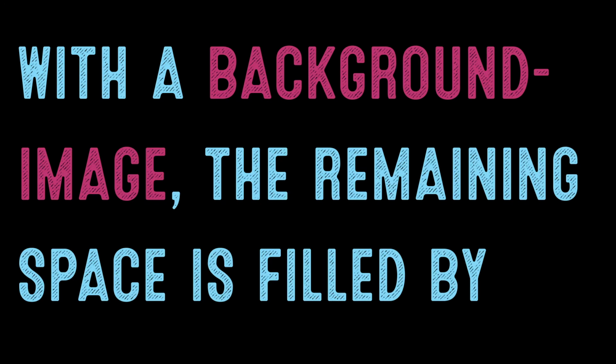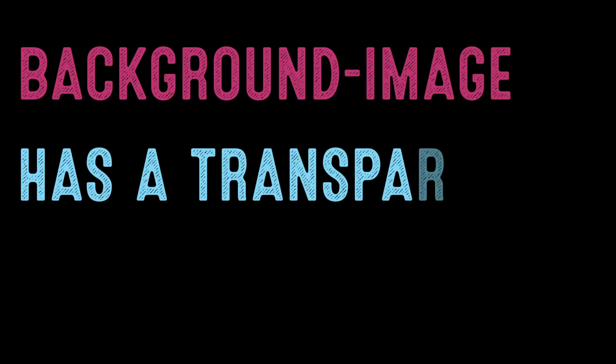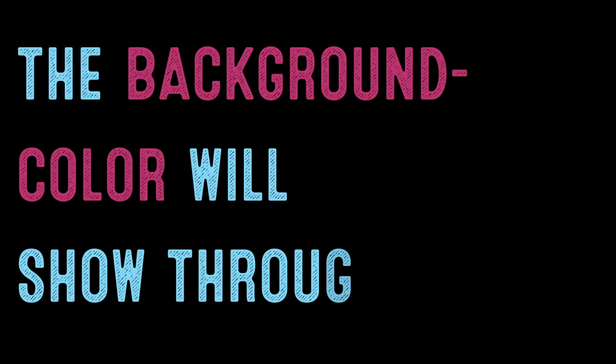The Daily Code Snippet. When an image does not completely fill the container with a background image, the remaining space is filled by the background color property. In addition, if the background image has a transparency or translucency, the background color will show through.